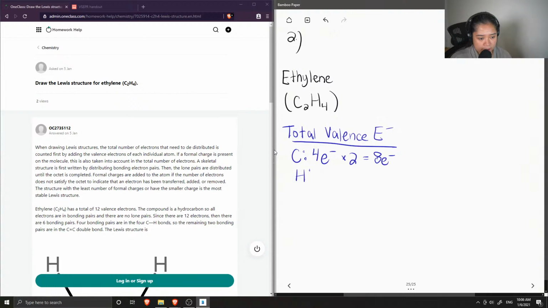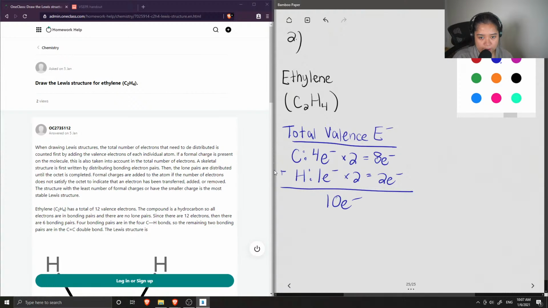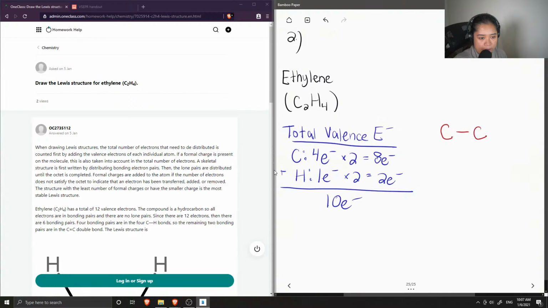For hydrogen, each hydrogen atom has one valence electron. There are also 4 of them, so this is 4. If we add them all up, we have a total of 10 valence electrons. So now let's draw our 2 carbons, single bonded, and then we'll try to draw our 4 hydrogen atoms symmetrically.